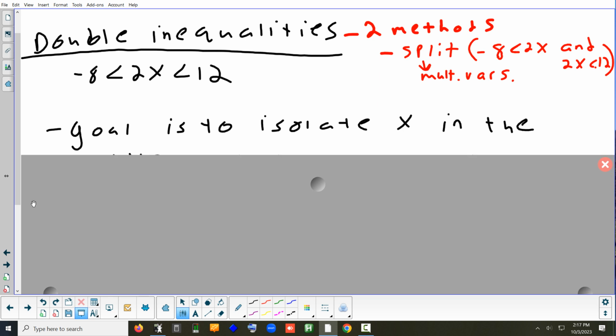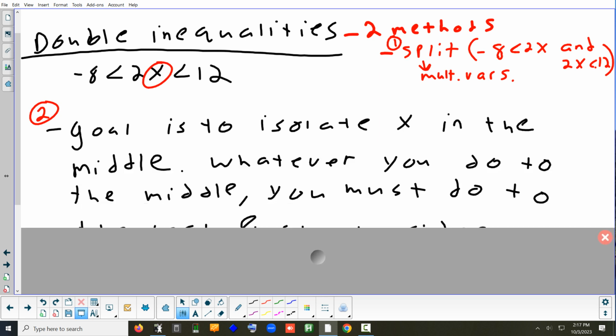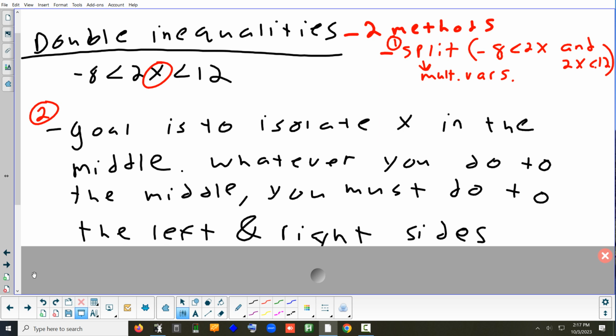So we'll call this one method 1, the split method. This is going to be method 2. This is going to be to get the x alone in the middle, which you can do as long as you don't have multiple variables. There's just one variable right there. And the way you get the x alone is look at what's next to the x and decide, okay, how would I get rid of it? In this case, you have a 2 times x. How would you get rid of multiplying x times 2? Would you undo that? Yeah. Divide by 2. Right. You divide by 2.